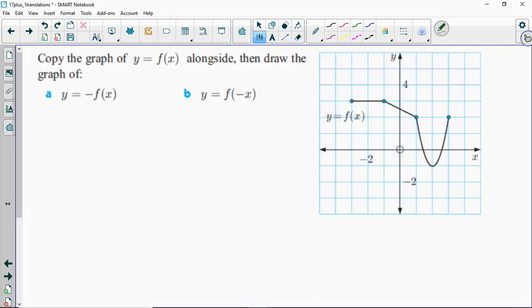Okay, we got another weird piecewise graph here, 2 line segments and a portion of a parabola, and we're going to graph 2 different things. We're going to reflect it vertically and we're going to reflect it horizontally. So I would approach this in the same way as I did with the last one that was like this. I'll just do the vertical reflection first. We'll do this in green. So I'm going to take each of the points and I'm just going to reflect those over the x-axis.